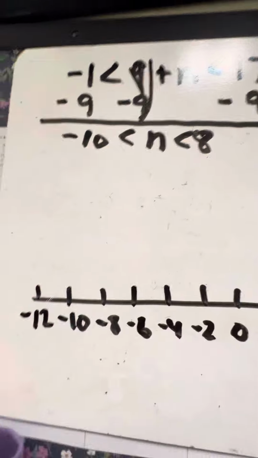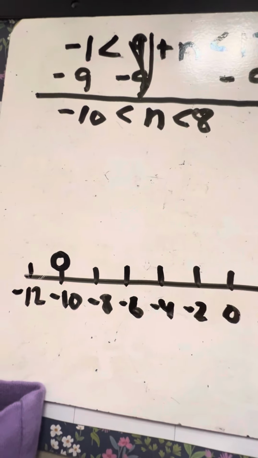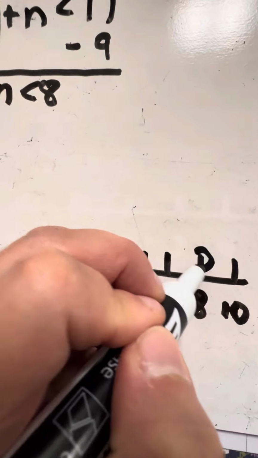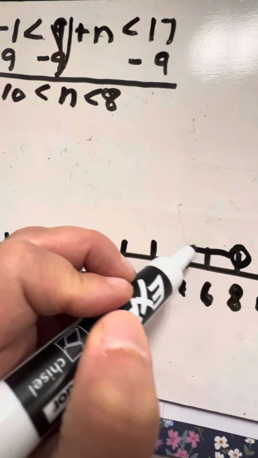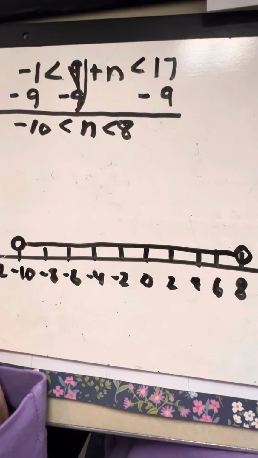So when I graph this on my number line, we are going to do an open circle on the -10, and it goes all the way up to the +8 here. And then we're just going to connect these two pieces together because it can be any of the numbers that are in between.